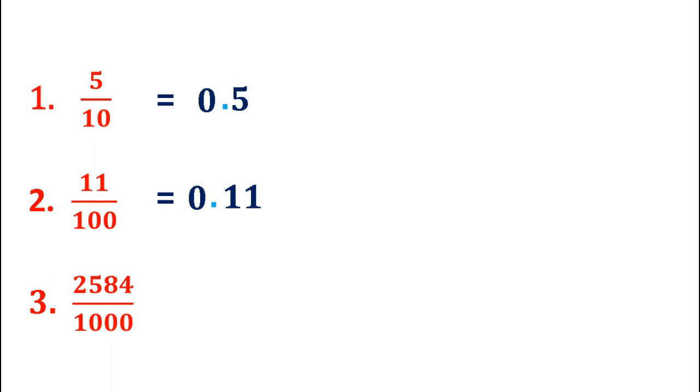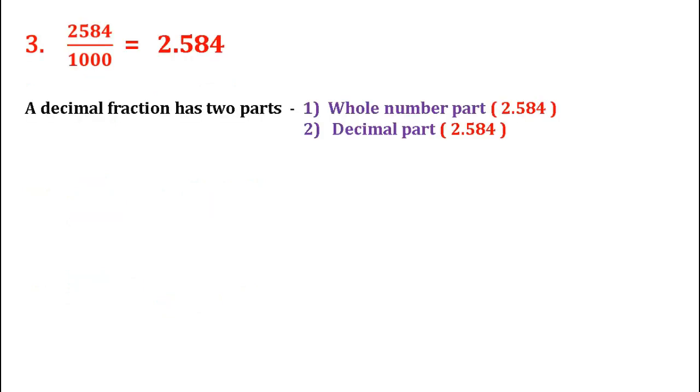We look at the third example where we have got a decimal fraction as 2584 by 1000. So our first step will be to write the numerator, that is 2584. Next, we will count 3 places starting from the right to place the decimal point, as there are 3 zeros in the denominator. Thus, we get our answer as 2.584. The third fraction, that is 2584 by 1000, was converted into a decimal number 2.584.